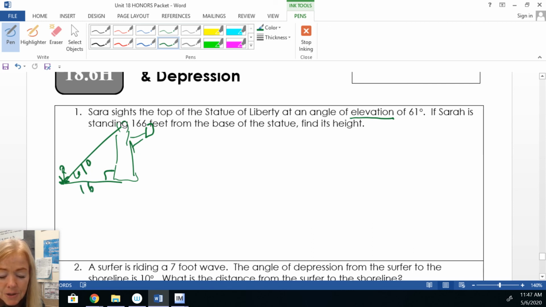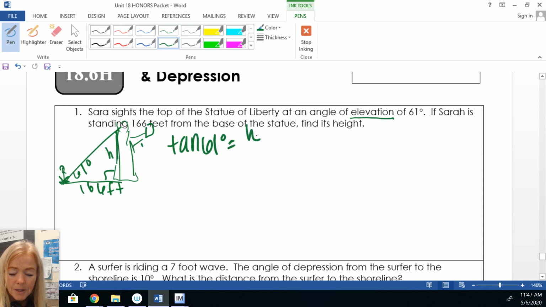She's standing 166 feet from the base of the statue. Actually, I think there's water surrounding it, but maybe there's 166 feet that she can stand away from the statue and still be there, and that's fine. So finding its height, we're looking at this distance here. That's going to be opposite over adjacent. So tan 61 is equal to h over 166, and then you can solve that. But that's just setting up your first one on your homework.